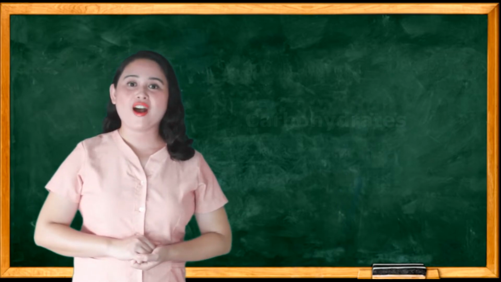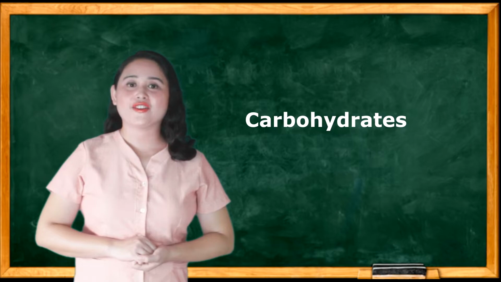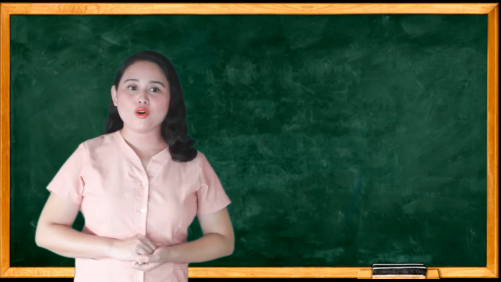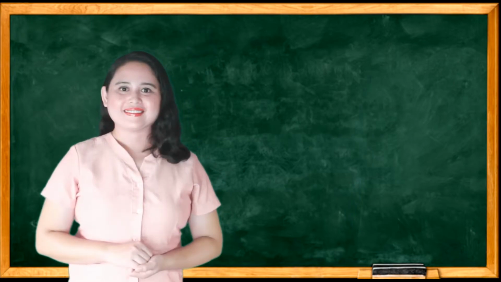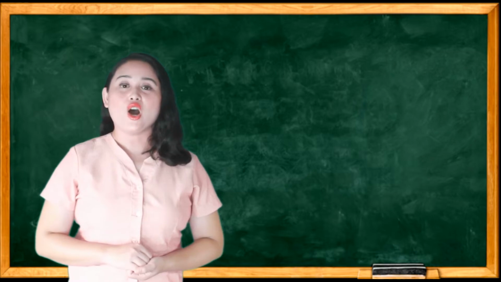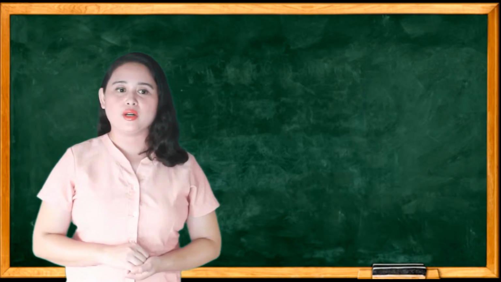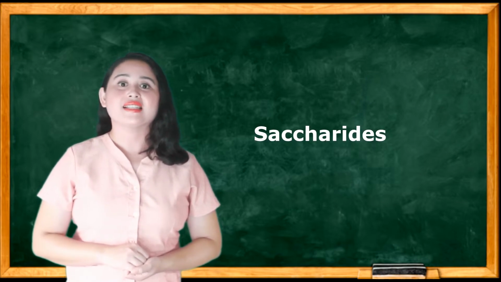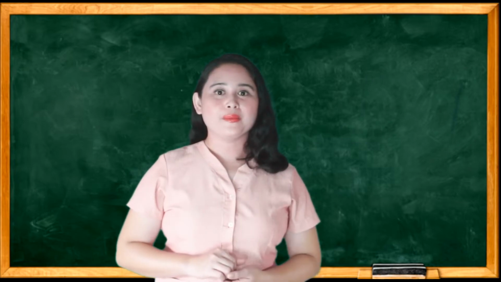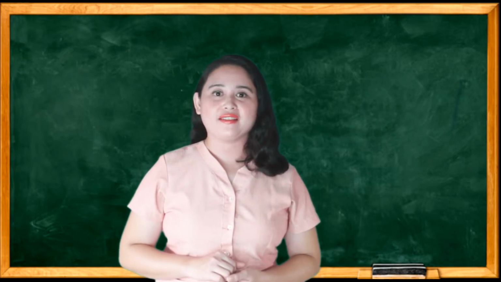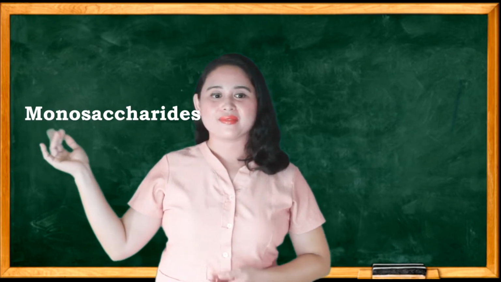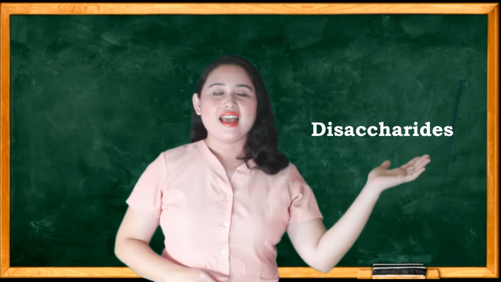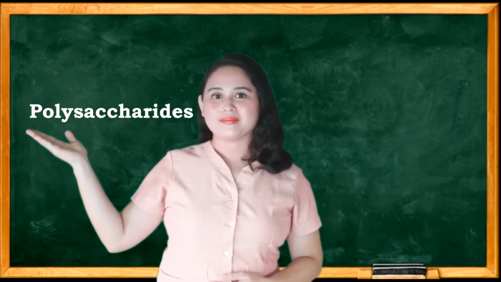The next is carbohydrates. Carbohydrates are molecules that are composed of carbon, hydrogen, and oxygen. They have a general formula of CH2O. They can be grouped depending on the number of their monomer units called saccharides. Also, carbohydrates can be divided into three major groups: monosaccharides, disaccharides, and polysaccharides.